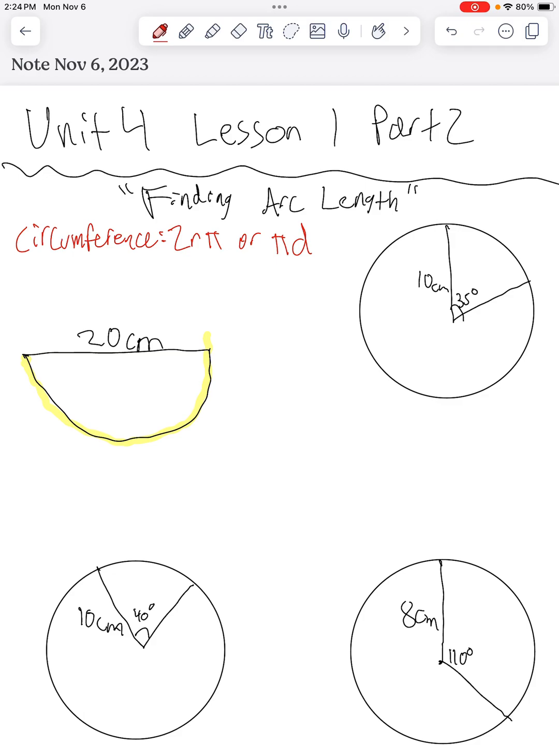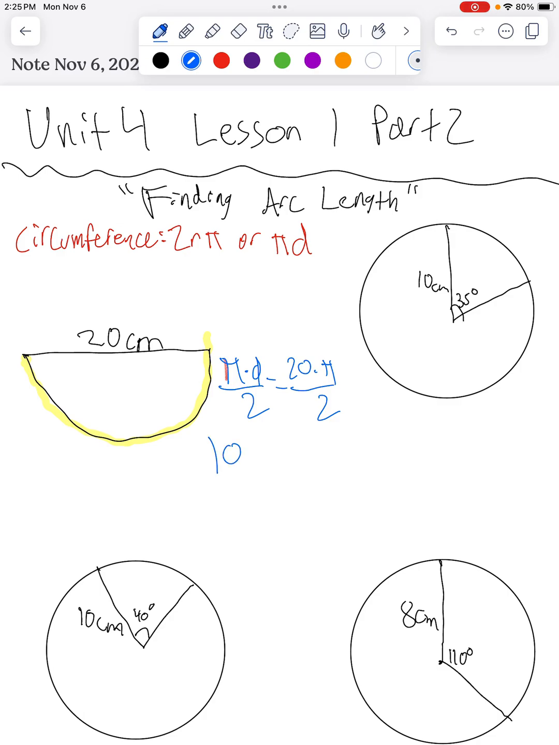So again, if this is my circumference formula and I'm given the diameter, all I'm going to do is take my formula and divide it by 2. So I would say that this would be pi times d divided by 2 because it's a semicircle. So again, 20 times pi divided by 2, that's equal to 10 pi. So this would be my answer in terms of pi. It is centimeters, so I would want to include centimeters.